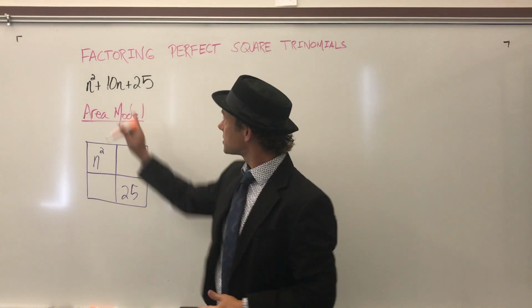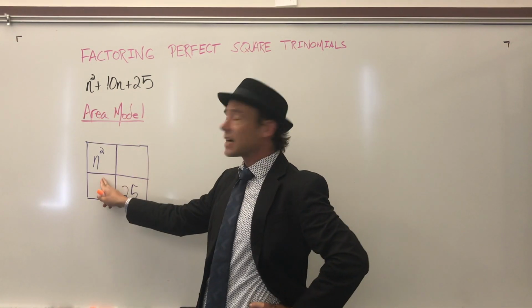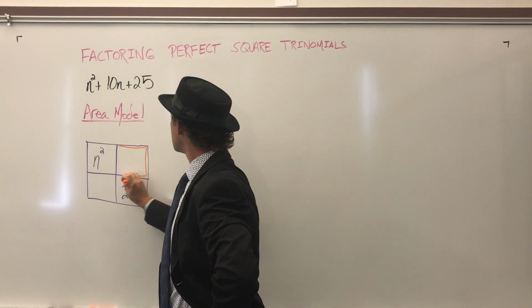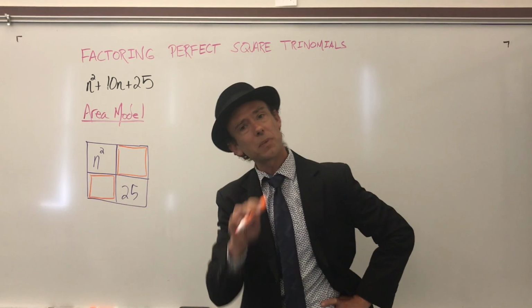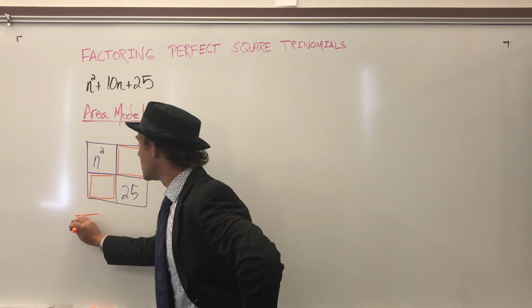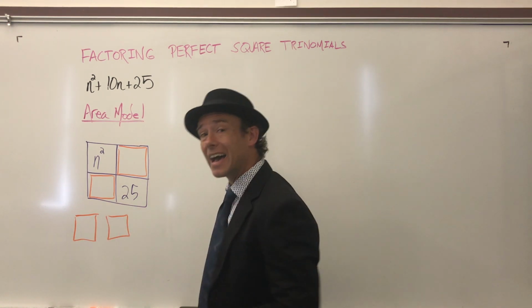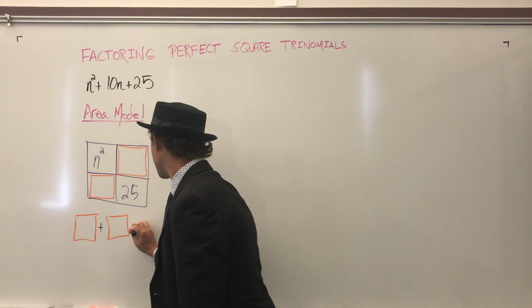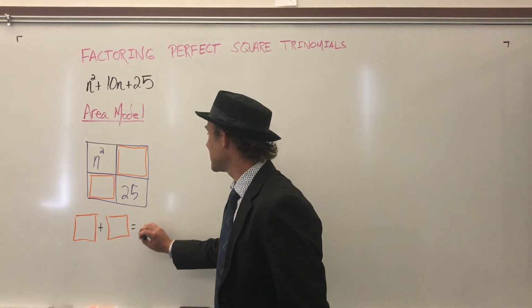Now, if you notice this is a perfect square trinomial right away, well, you could put 5 and 5. But right now, I'm just going to say, well, I'm not totally sure what goes in those 2 orange boxes, but what I do know is that if I add these 2 orange boxes up, when you add those 2 orange boxes up, I should get 10n.